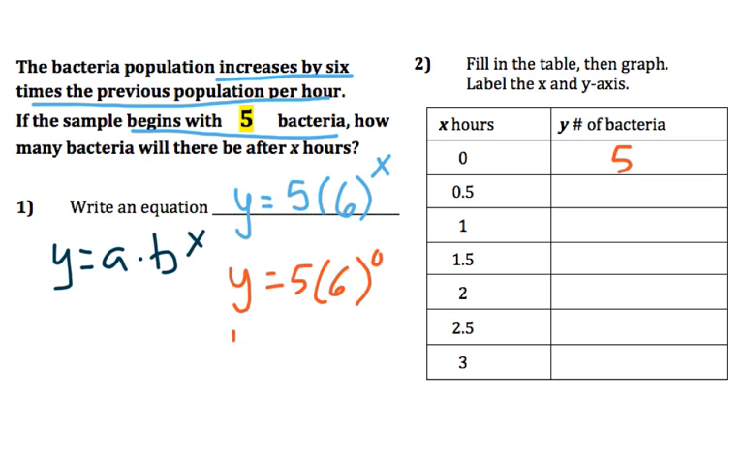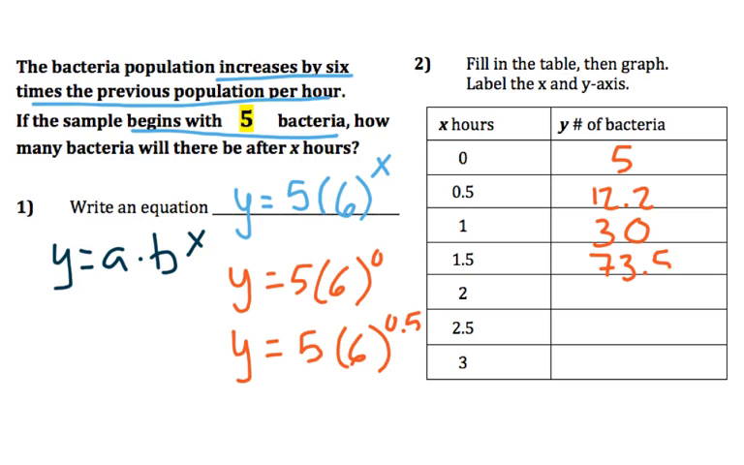To do it for the 0.5, or a half hour, we set y equal to 5 times 6 raised to the 0.5 power. If we do this, we end up with about 12.2 bacteria. Then we can continue this process. 5 times 6 to the 1st power gives us 30 bacteria. Then 5 times 6 to the 1.5 power is about 73.5 bacteria.